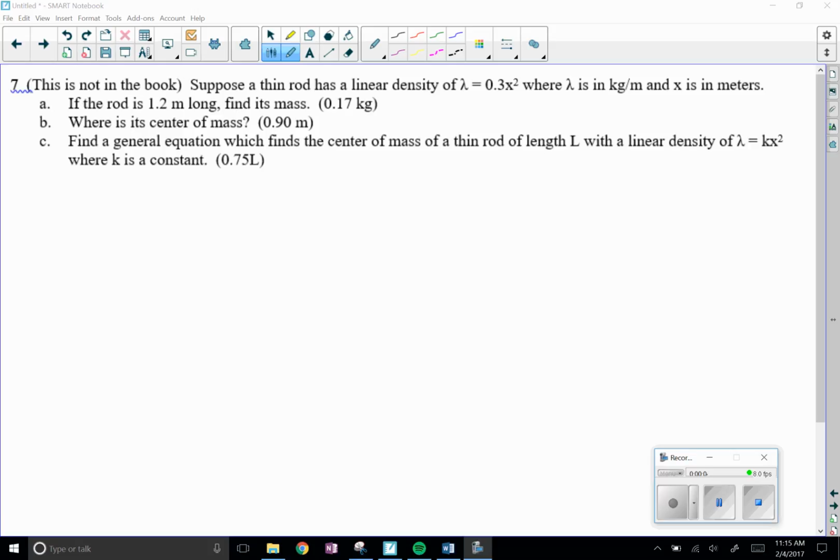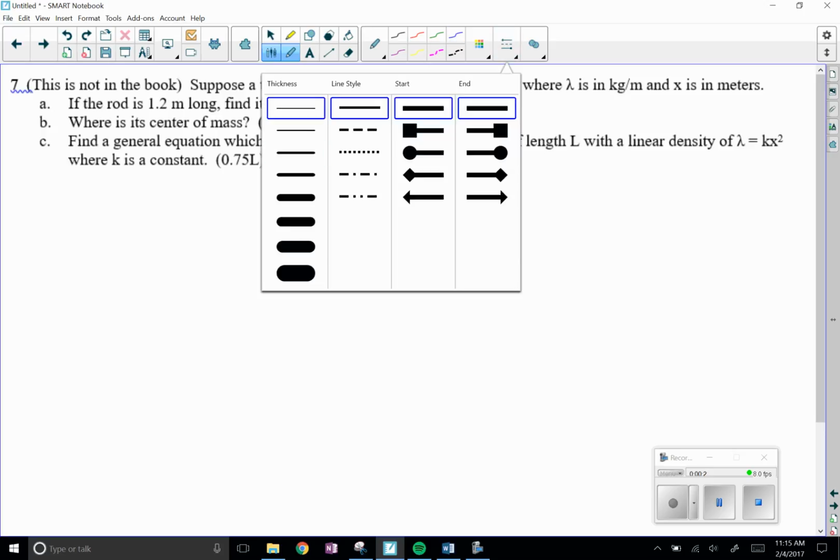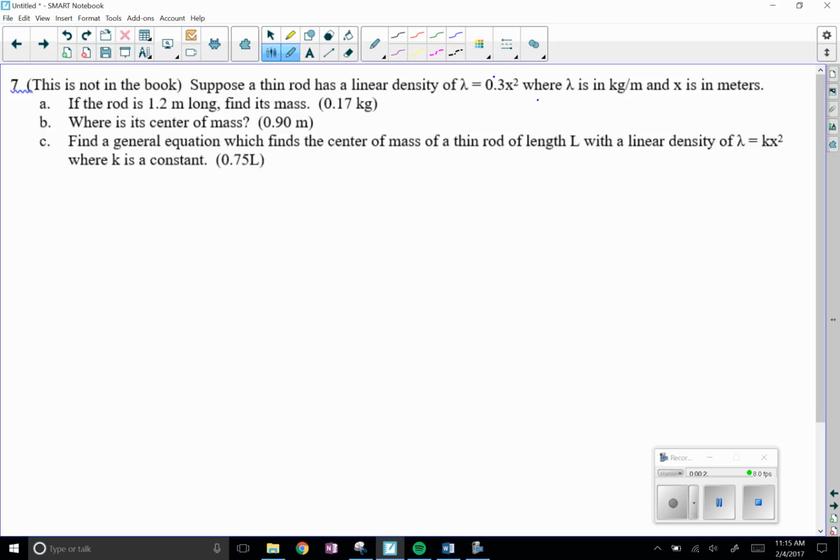Okay, here we go. This is problem 7 from your worksheet. Again, it's not in the book, but this is definitely something we need to learn how to do. What we're going to be doing here is finding the center of mass of a thin rod with non-uniform density. All right, and so you're given the linear density of the shape, and you're told specifically that it is that.